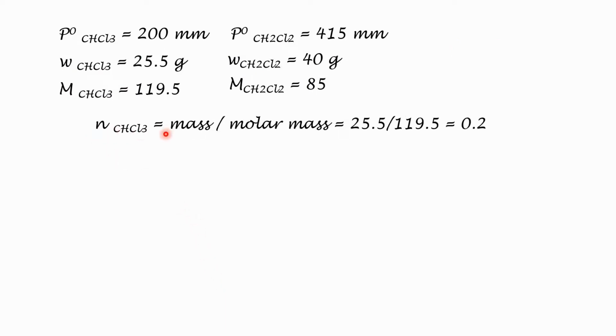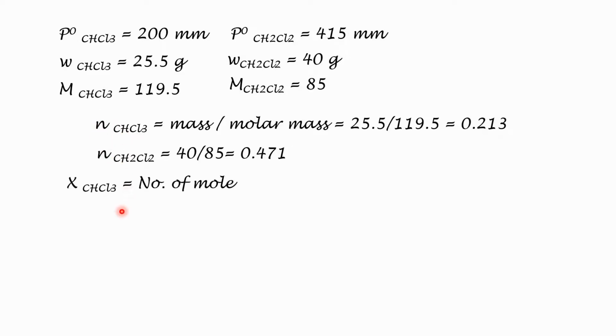Number of moles of chloroform will be mass by molar mass. Mass is 25.5, molar mass is 119.5, which gives you 0.213. Similarly, number of moles of dichloromethane will be mass 40 grams divided by the molar mass 85. You are getting 0.471. So now you have calculated the number of moles of the two components. Now let us calculate the mole fractions.